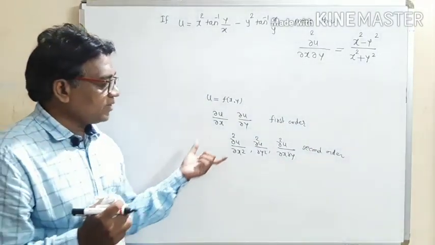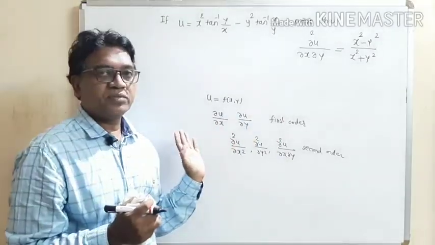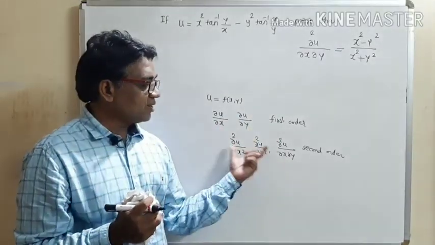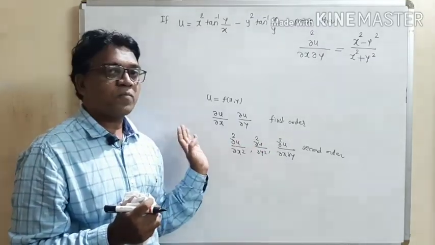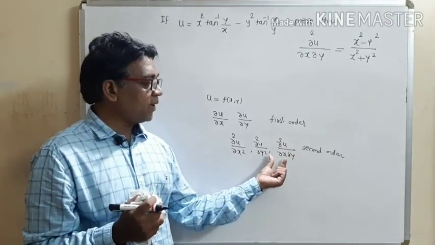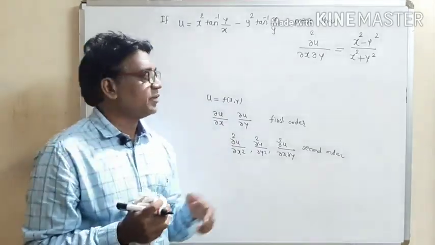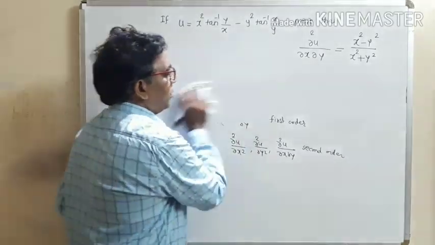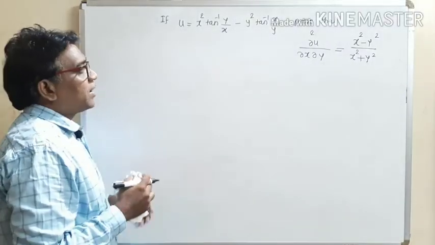∂u/∂x and ∂u/∂y, this is called the first order partial derivative, and this is the second order partial derivative: ∂²u/∂x², ∂²u/∂y², or ∂²u/∂x∂y. This is called the second order partial derivative. Now this is the example based on the second order partial derivative.